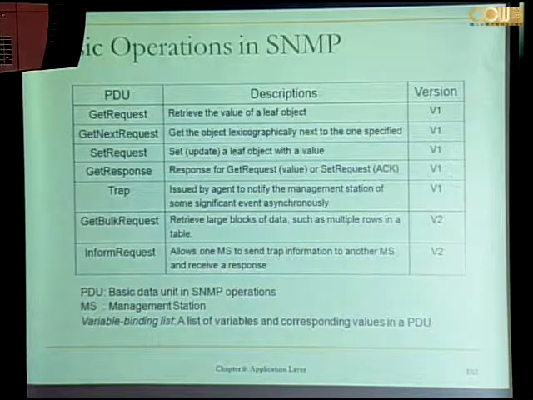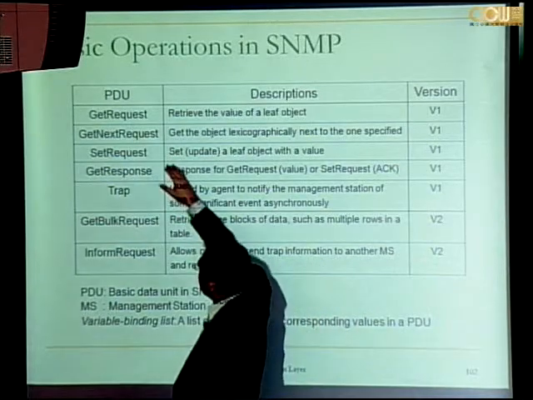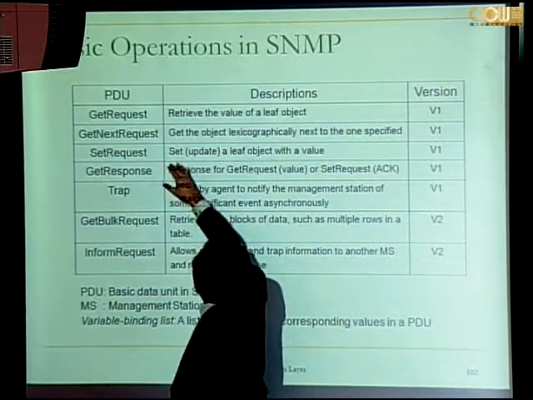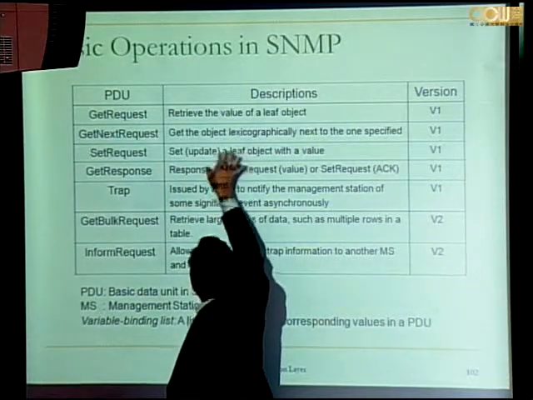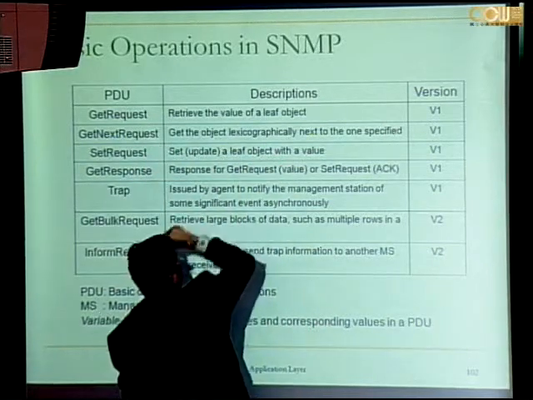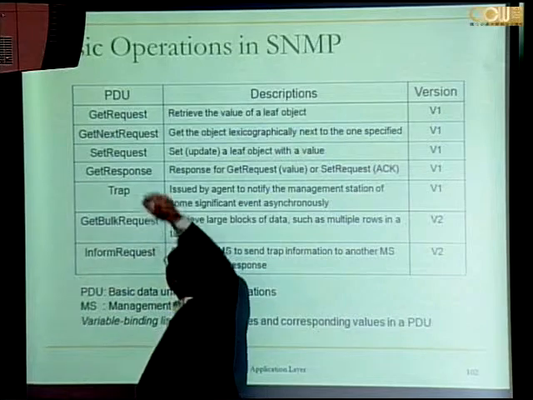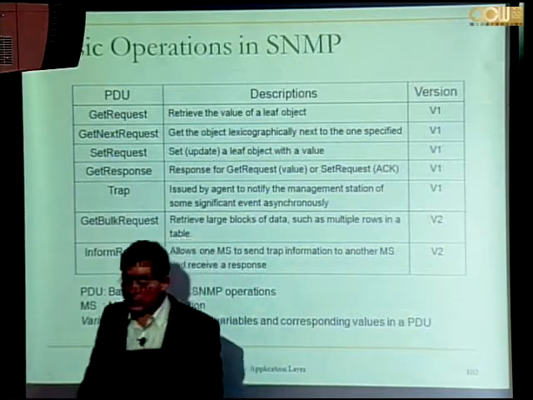here's some protocol data units that you could issue. Say you could issue a get request, the SNMP query, to retrieve the value of a specific object, and a get next request, to get the next object in the tree, or a set request. You can set a particular MIB value.